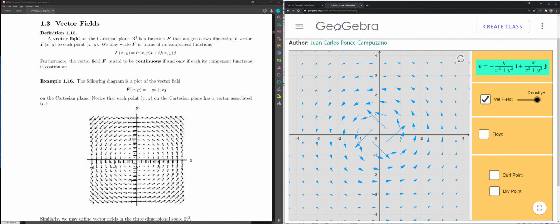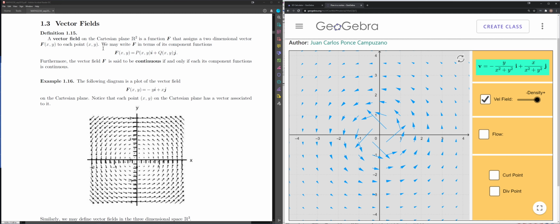So let's look at the formal definition of a vector field. A vector field in your Cartesian plane, in other words a plane such as this or this over here, is a function that assigns a two-dimensional vector to each point xy. Each point, such as this point over here, would have a vector associated to it. And this xy point, which is a different point, would have another vector associated to it. So different points potentially have different vectors associated to them.